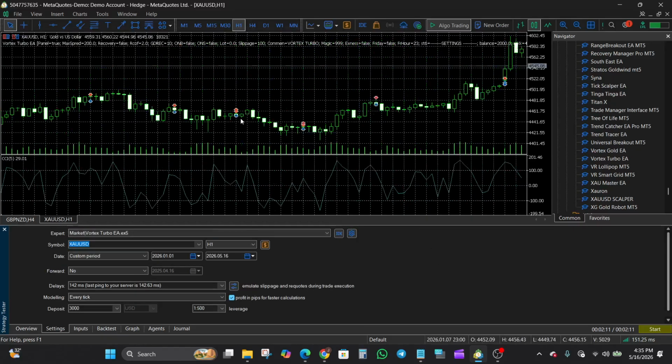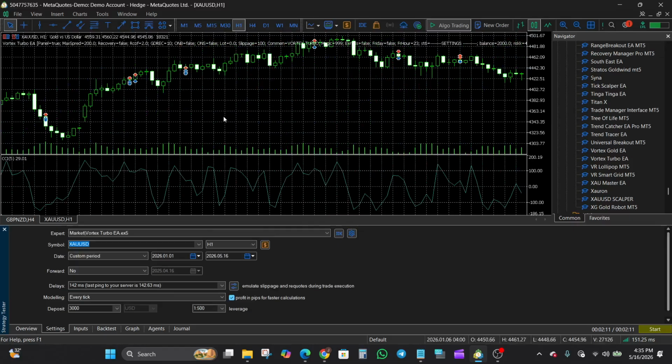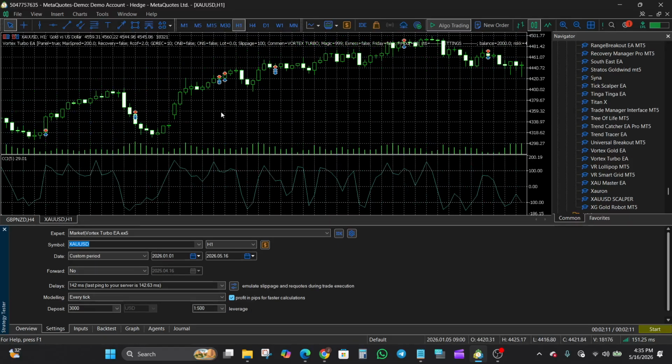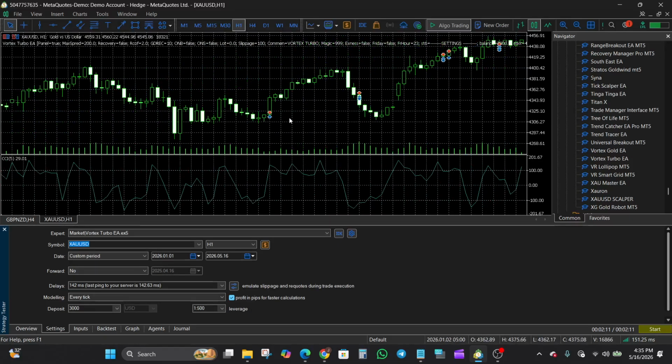So here we have the trade history. This is the gold chart, and we can see that the EA is actually targeting short-term price movements on gold.